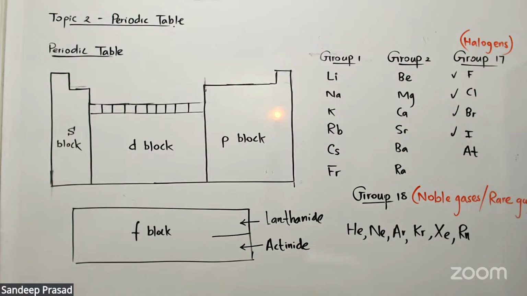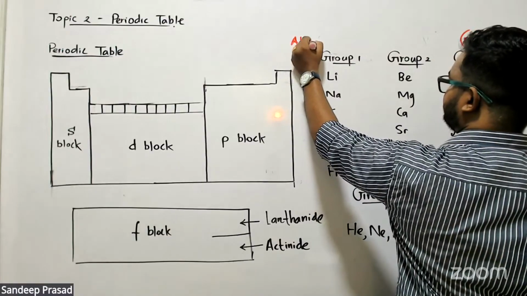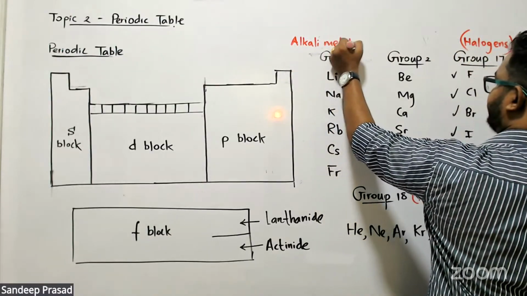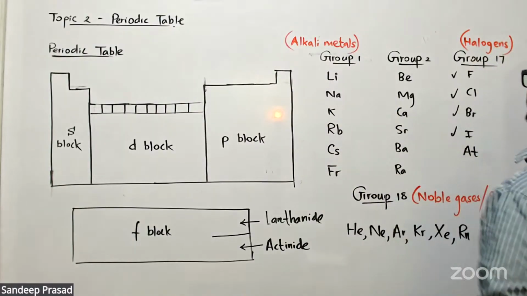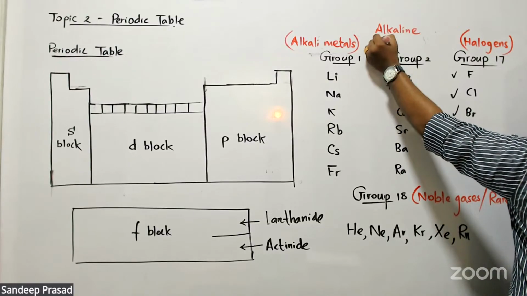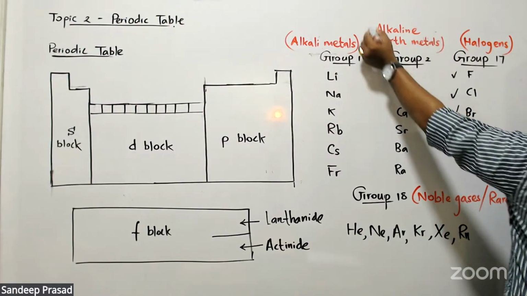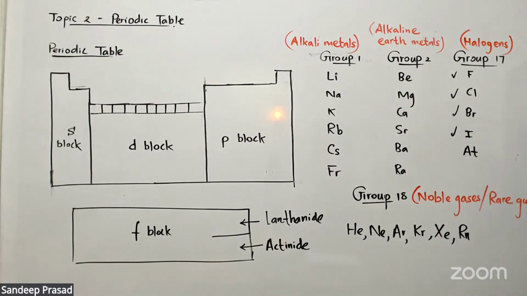For group number 1 elements, we are giving a name like alkali metals of the periodic table. For group number 2, we are giving a name like alkaline earth metals. Understood? Group number 1 elements are known as alkali metals. Group number 2 elements are known as alkaline earth metals. Group number 17 elements are known as halogens. Group number 18 elements are known as noble gases, rare gases.